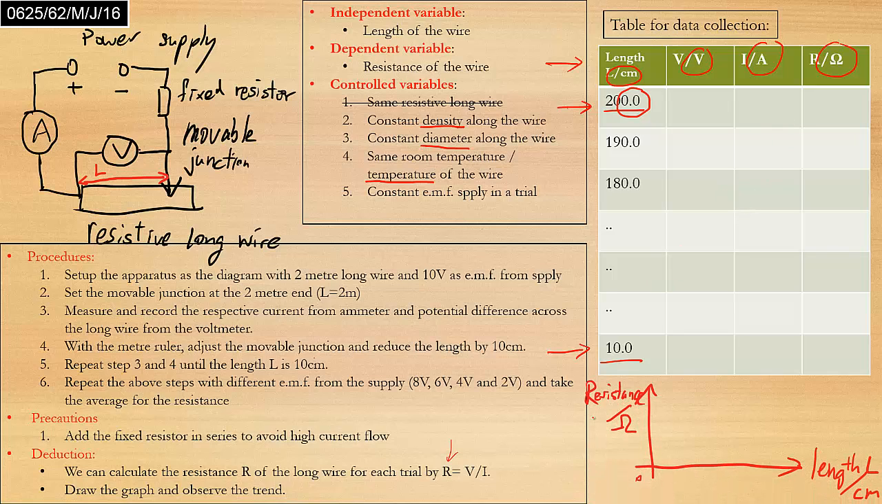And lastly, the graph. The x-axis here is always the input, that means your independent variable. So you should be using the length L in cm here, while the y-axis should be the resistance that you calculated from the table above. So this one should always be your output, that means your dependent variable.